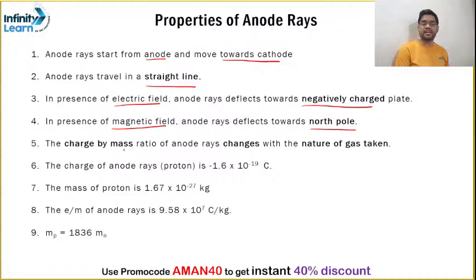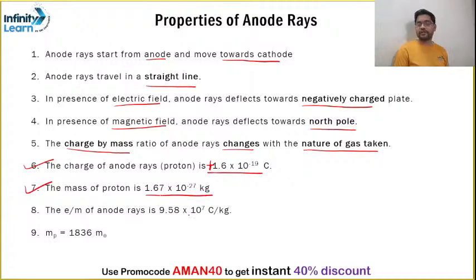The charge by mass ratio of anode rays was found to be maximum when hydrogen is taken. So the charge by mass ratio of anode rays changes with the nature of the gas. The charge of anode rays is exactly opposite of cathode rays: it is positive 1.6 into 10 raised to minus 19. The mass of proton is 1.67 into 10 raised to minus 27 kg, and the charge by mass ratio is 9.58 into 10 raised to 7. Please make a note of it. Mass of proton, or mass of anode rays, is equal to 1836 times the mass of electron, or mass of cathode rays. Clear?